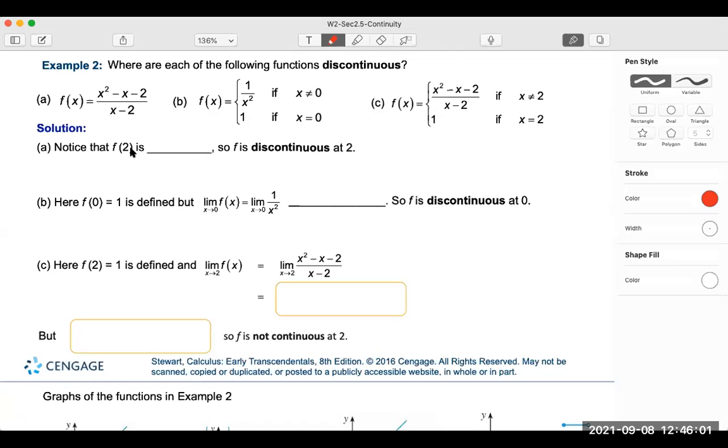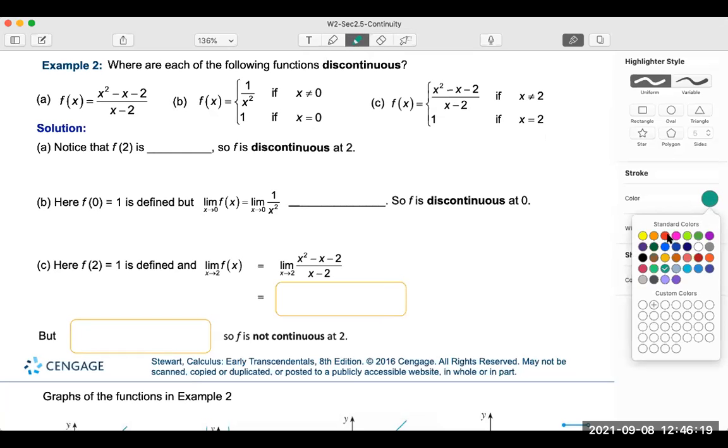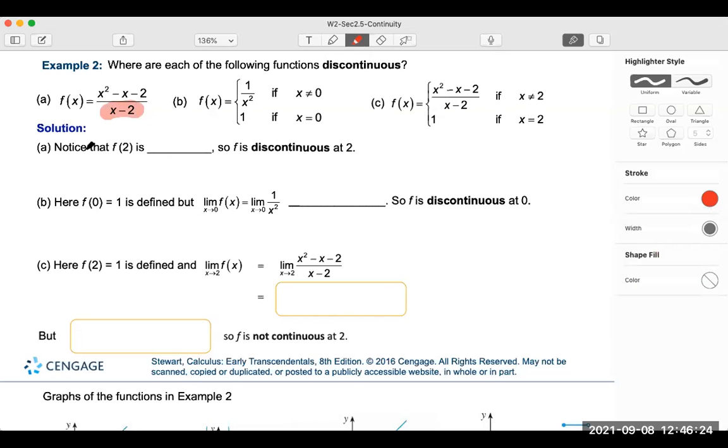Notice f at 2 is undefined, so f is discontinuous at 2. Right? Why is it undefined at 2? Yeah, this is a rational function, right? At x equals 2, it will be something divided by 0. This function is undefined at 2. Therefore, it is discontinuous at 2. Okay?